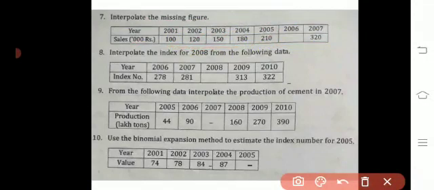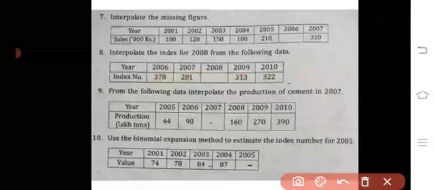One more question is there. Interpolate the index number for 2008 from the following data, and here year and index number are given. Year 2006, 7, 8, 9, 10, and index numbers are given 278, 281. For 2008 it is missing, then 313 and 322. Here you can count the known values of y, that is 1, 2, 3 and 4. So 4 known values. So we have to write the equation for n equal to 4 by using binomial coefficients. And for n equal to 4, binomial coefficients are 1, 4, 6, 4 and 1.